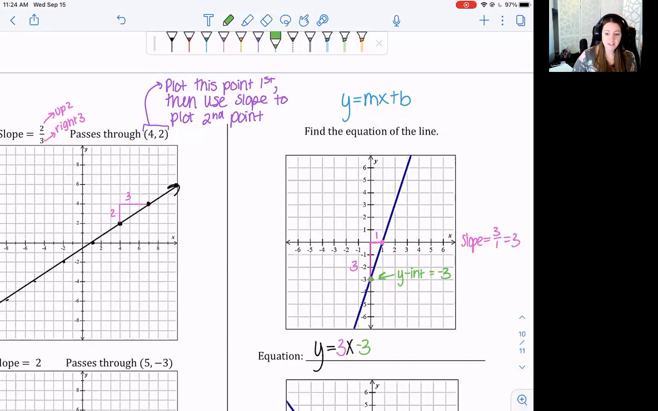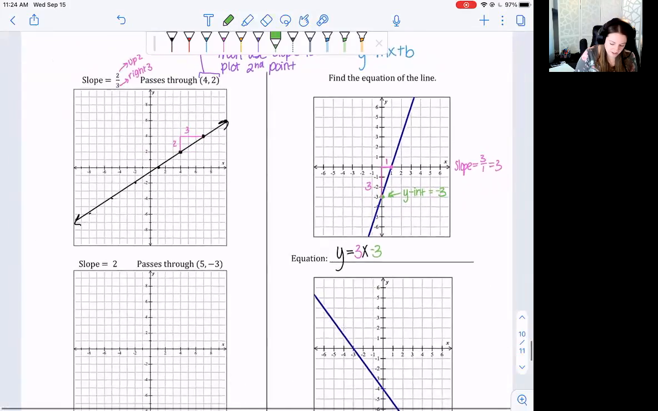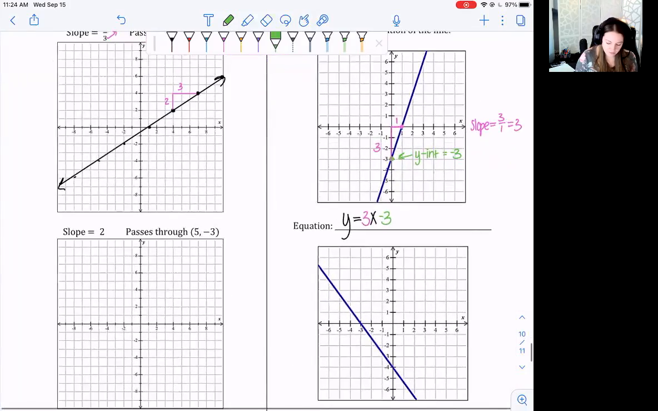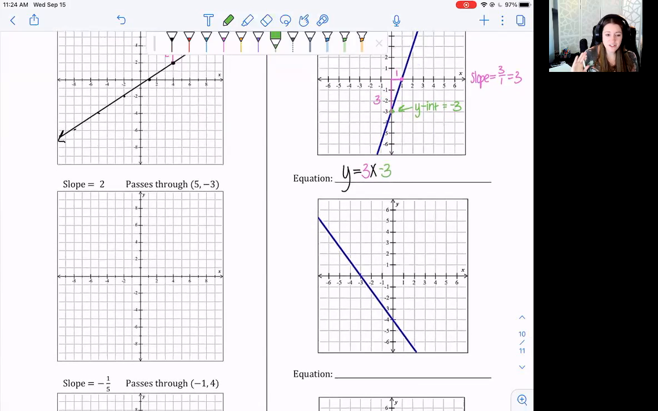I want you to try the remaining 4 problems on this page. I think what I'll do is I'll slowly fill this out as you're working, but I'll put myself on mute. So you can look up at the screen and check your work, but I want you thinking about it on your own. If you have questions, put them in the chat box.